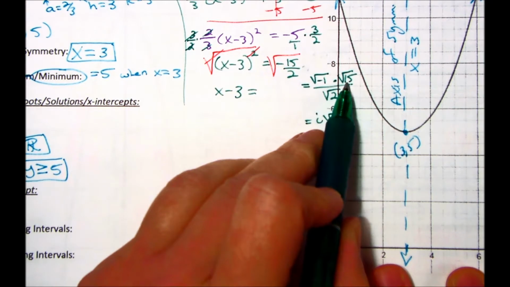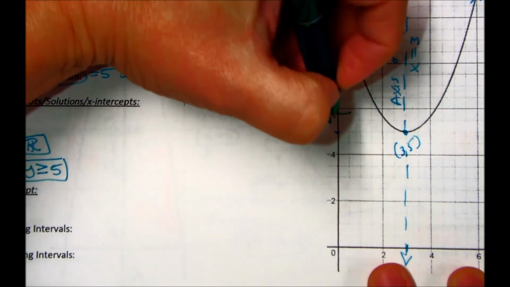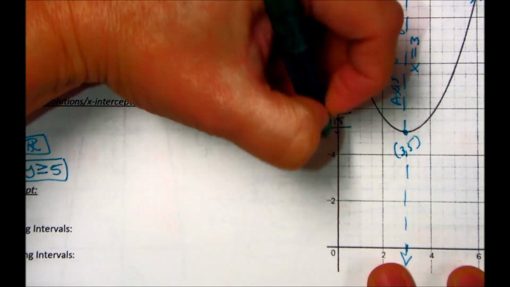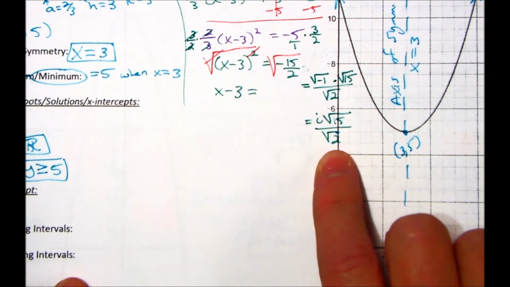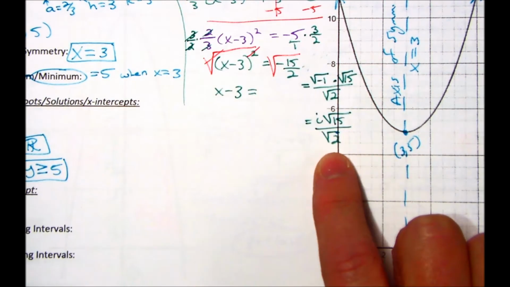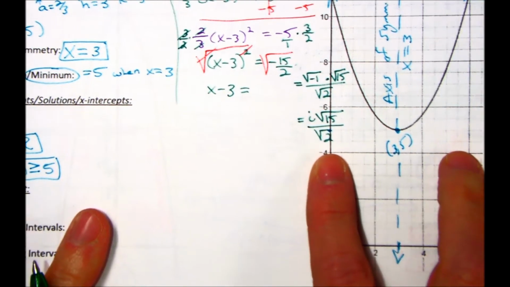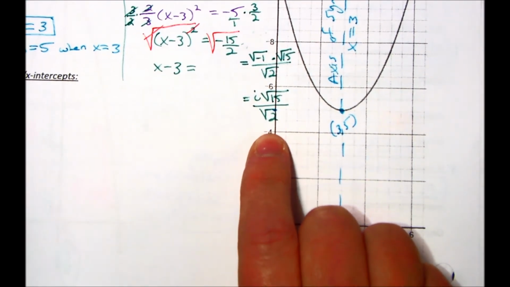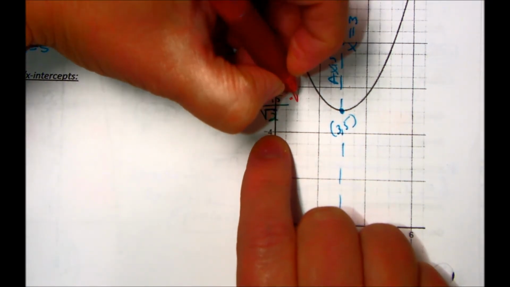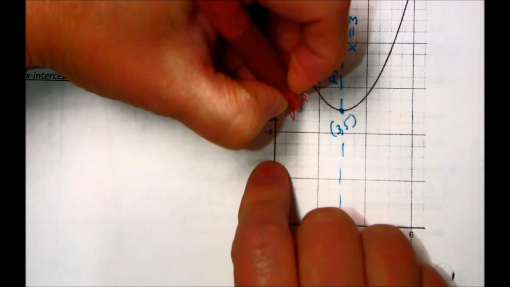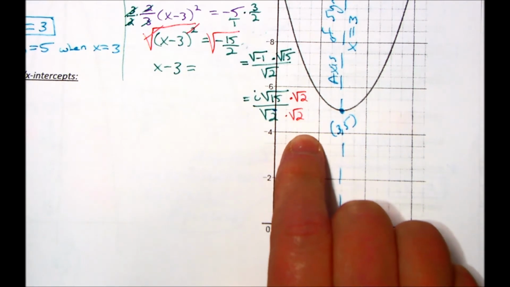Square root of 15 cannot be simplified, nor can the square root of 2. But now we have another problem. You cannot have a square root in the denominator. So to make the denominator a whole number, we're going to rationalize the denominator by multiplying the numerator and denominator by square root of 2.